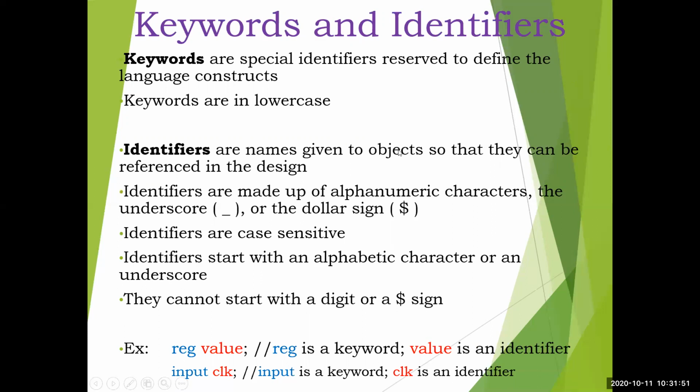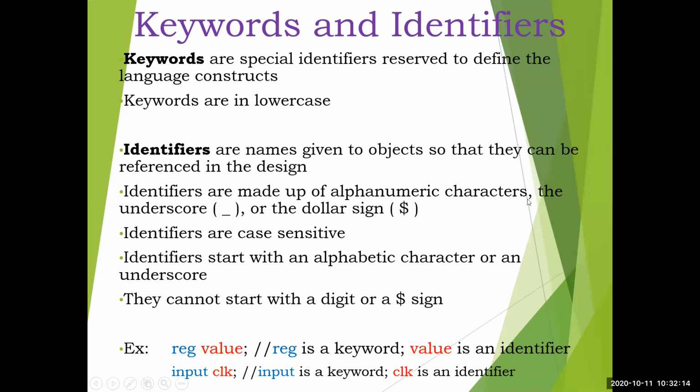Identifiers are nothing but names given to objects so that they can be referenced in the design. So this will be user specified. As I told you, module name, anything you can give. If you are writing a half adder program, half adder, and gate, you can give. Even your own name you can give. So that is nothing but an identifier to that program.